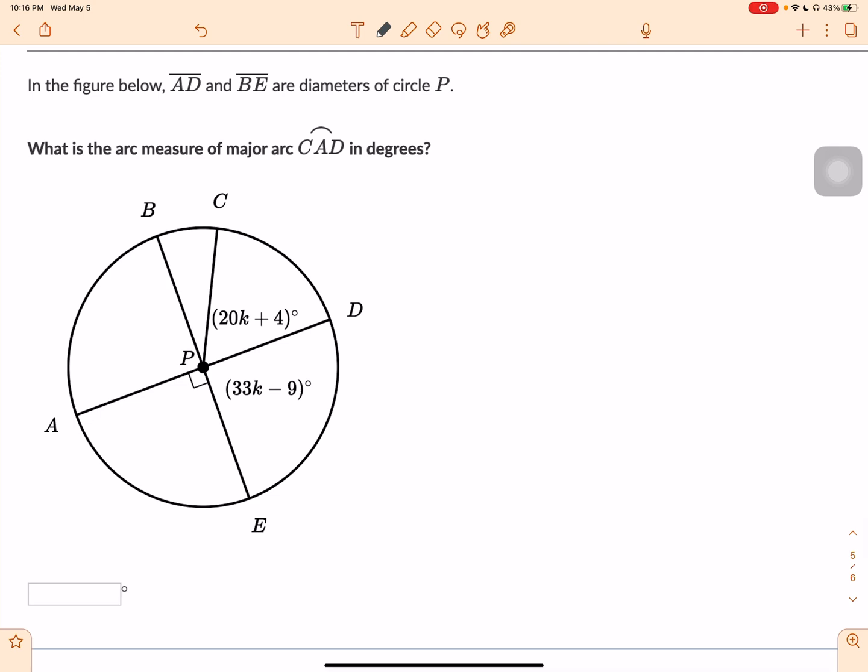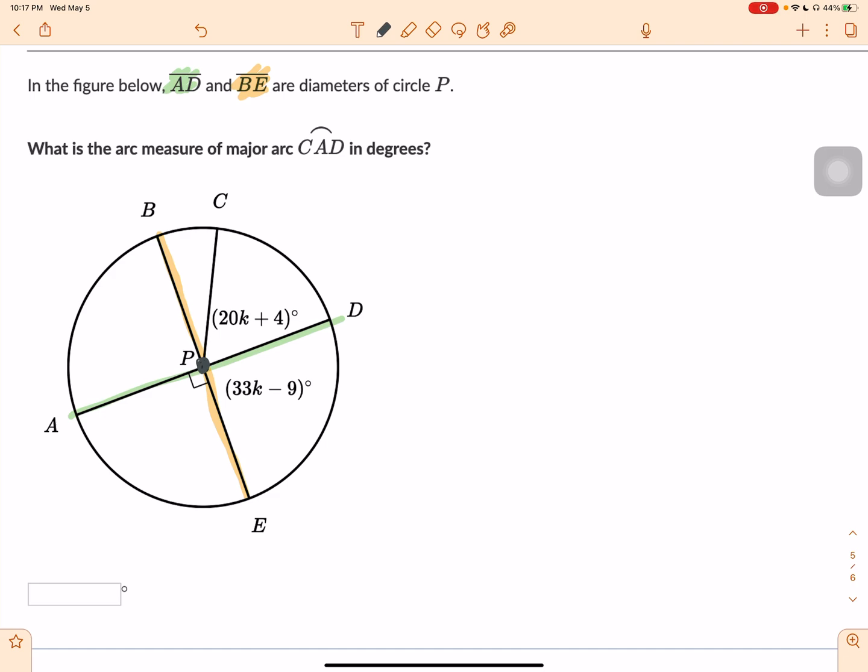So in the figure below, the segments AD and BE are both diameters. So let's go in and look at those. AD is a diameter and BE is a diameter as well. Okay? So what that means is that whenever we have two diameters, the center is here at P. And what the diagram tells us is that where these two diameters cross, it creates a 90-degree angle. So that's a 90-degree angle here, here, and here. If it creates one 90-degree angle, it's all the way around 90 degrees. Okay, so keep that in mind.